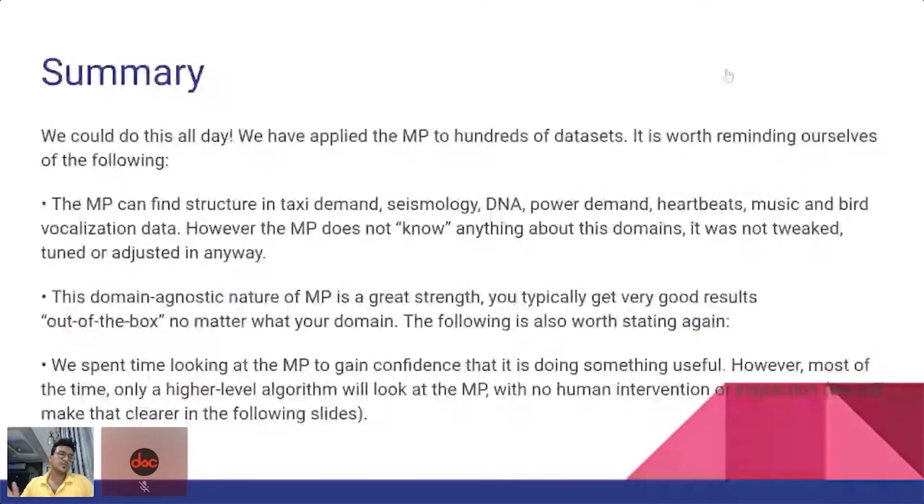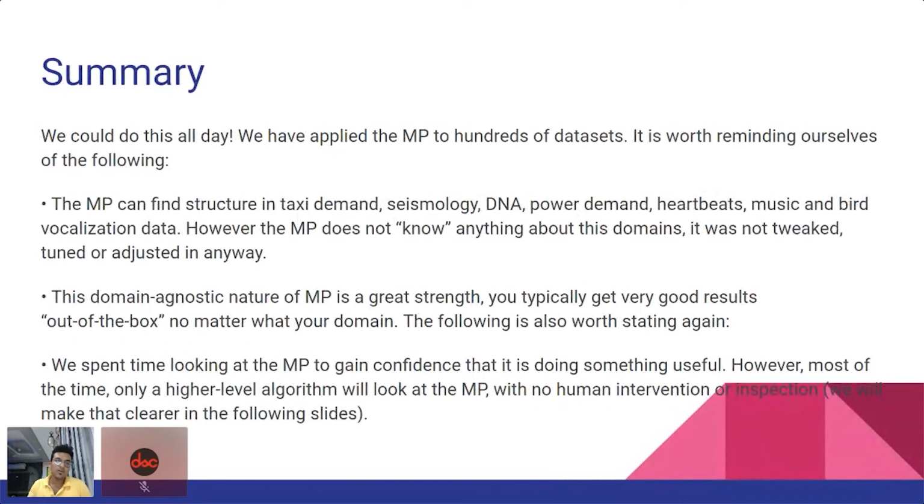And there are many examples like that which you can look into when I share the slides with you. But essentially the thing is that the matrix profile can find structure in taxi demand, seismology, DNA, power demand, heartbeats. However, the matrix profile does not know anything about its domains. It just creates a pattern. It just creates some insights from that data set, right?